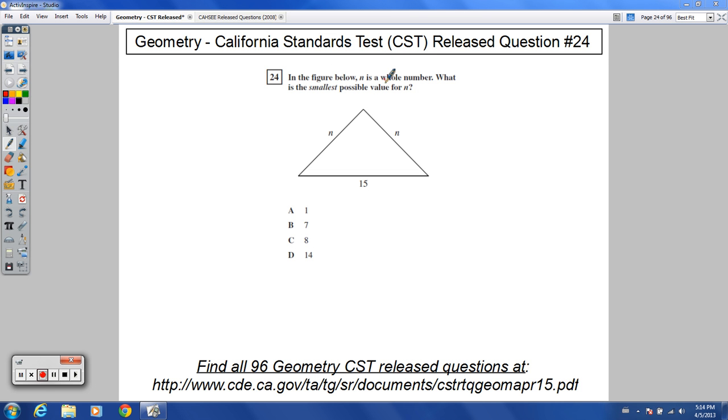It says in the figure below, n is a whole number. What is the smallest possible value for n? So n's a whole number. We're trying to figure out what the smallest possible value for n is.